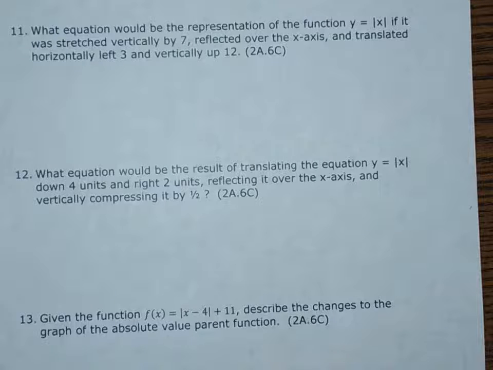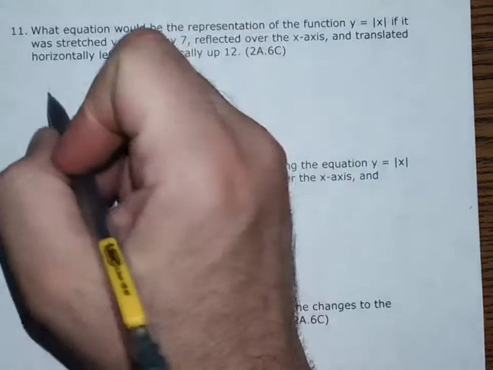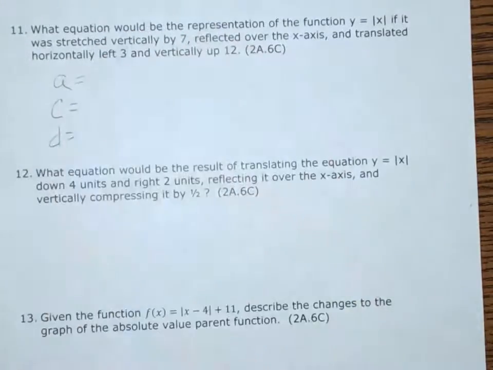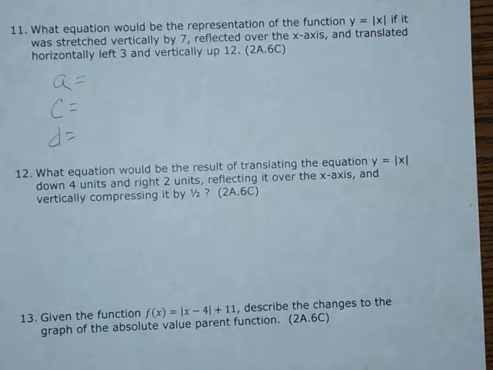it was stretched vertically by 7, reflected over the x-axis, and translated horizontally left 3 and vertically up 12? Excellent question. In order to answer that, we need to know what A, C, and D are, because those are the three parts of the equation that we're going to use.